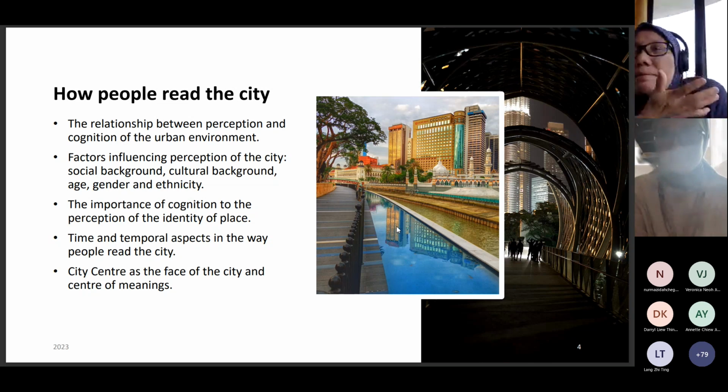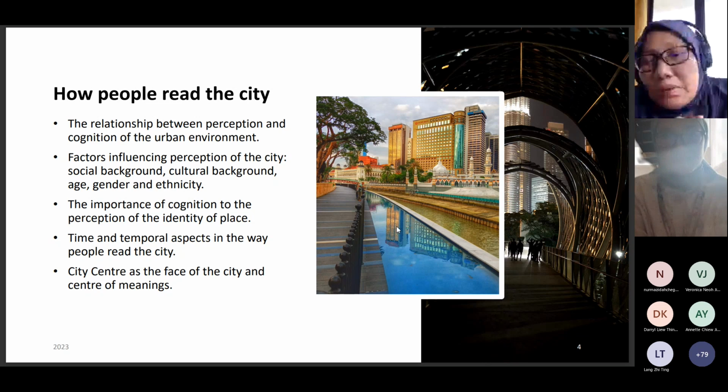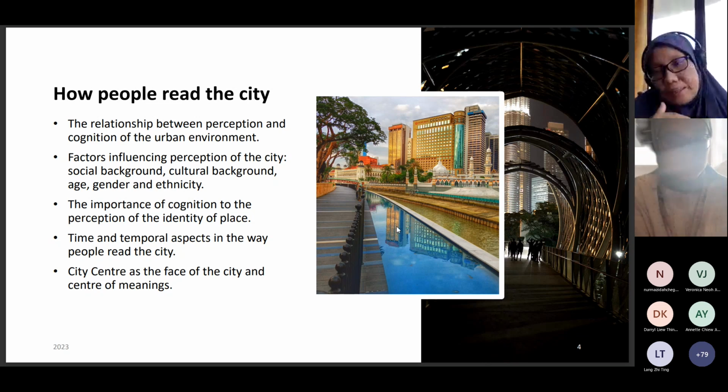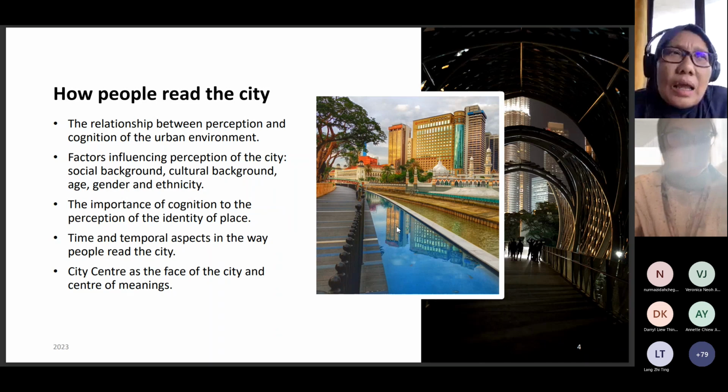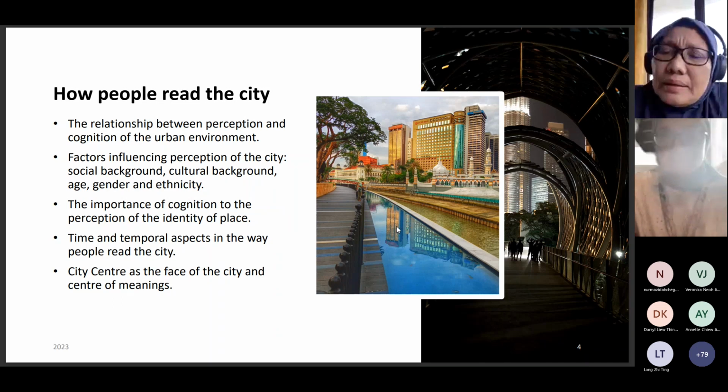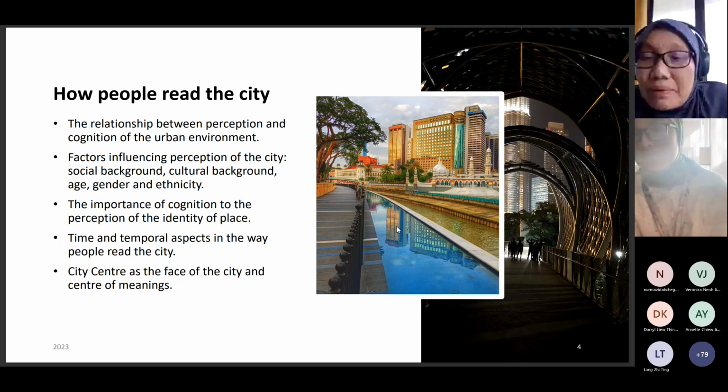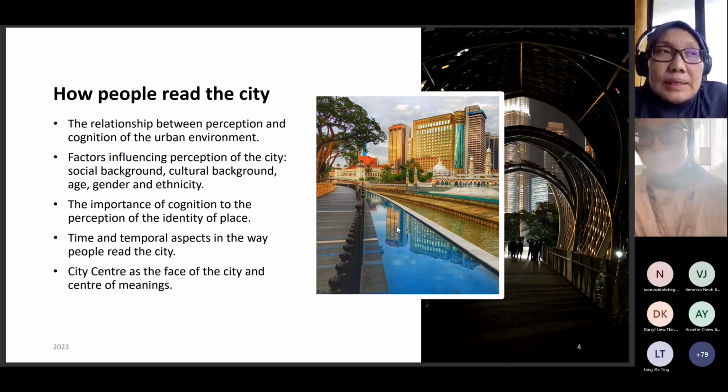And then time and temporal aspects are very important in the way people read the city. The longer a person is immersed in their environment, the stronger will be the bonding, the deeper will be the attachment to the place, and the more they will be concerned about the environment, and it will influence their evaluation of the place.